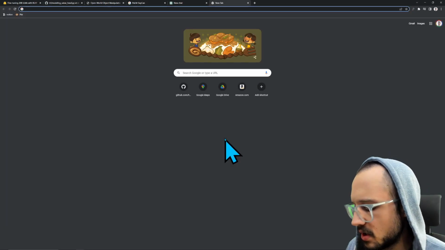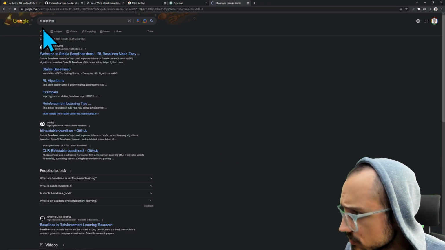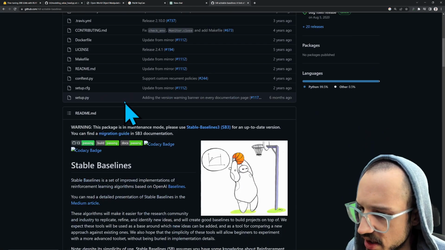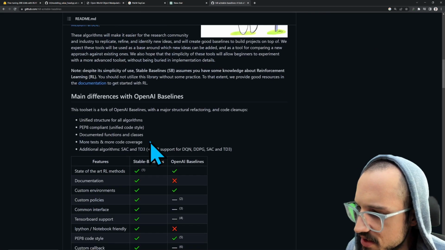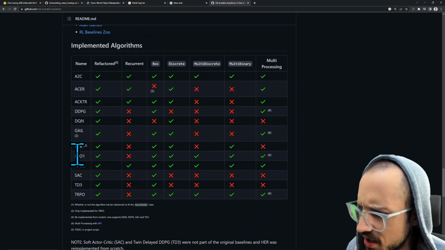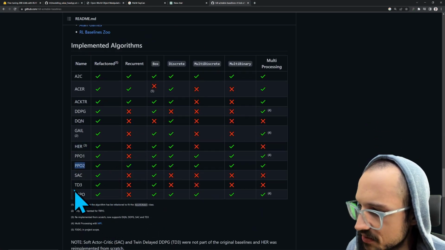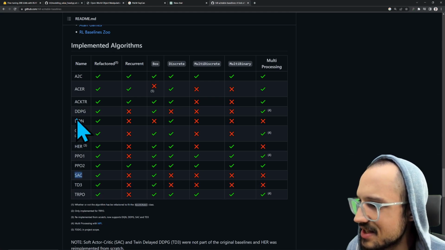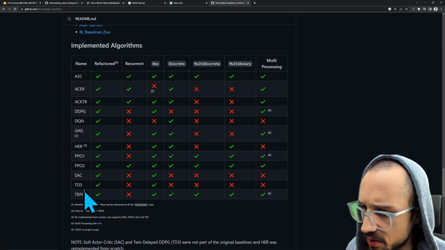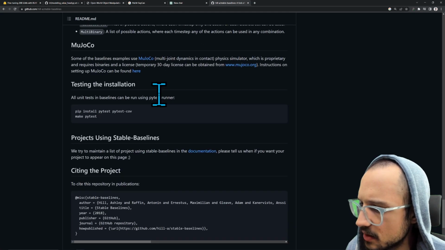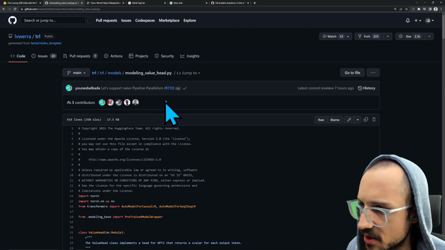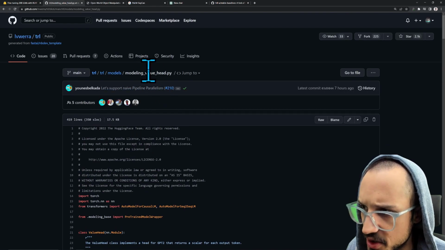If you go to something like RL baselines, yeah, this is another open source reinforcement learning library, and these have way more algorithms, right? These have way more than just PPO. See, not only do they have PPO1, they have PPO2, they have TRPO, TD3, SAC, DQN, DDPG. These are all different reinforcement learning algorithms, right? These guys have a lot more implemented. So it seems like these guys only have PPO, and the value head is basically the value function, which is the reward model.